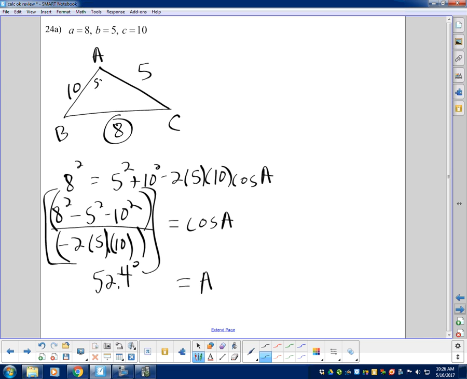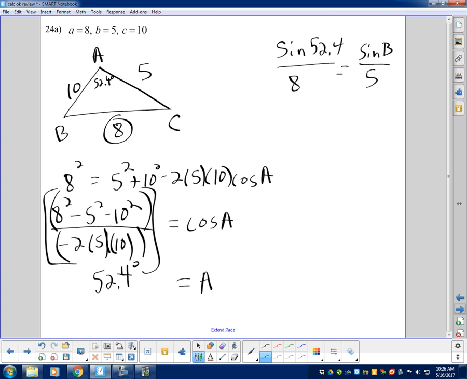So this guy here is 52.4 degrees. We've got to find one other angle, and then we can use 180 minus the sum of those two to get the third angle. So to find the other angle, maybe set up law of sines. So sine of 52.4 over 8 equals sine of B.